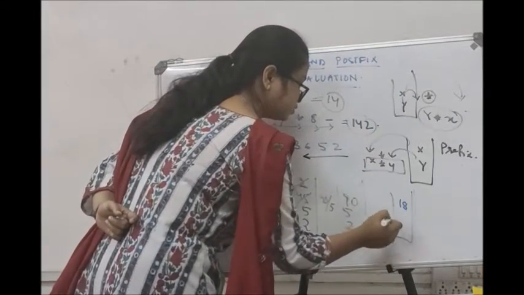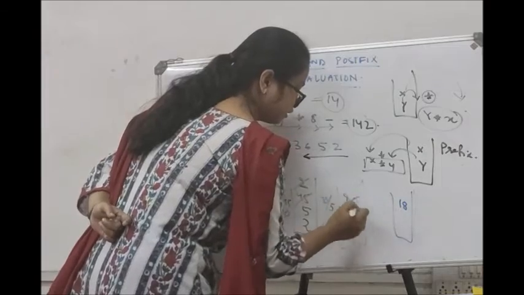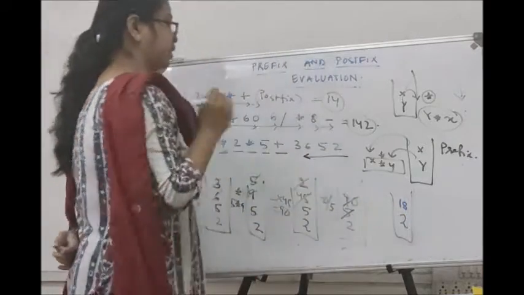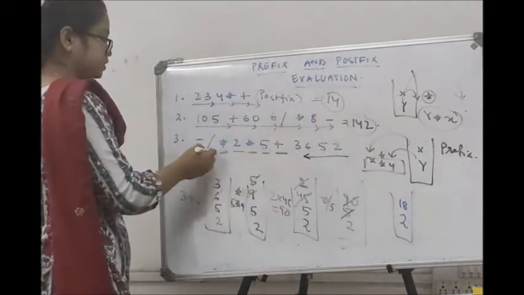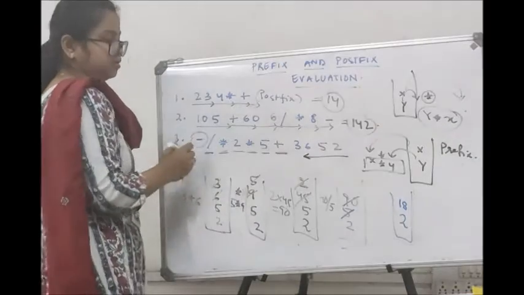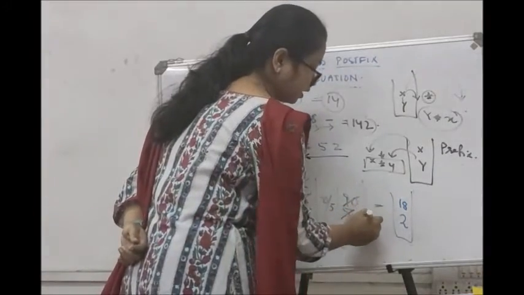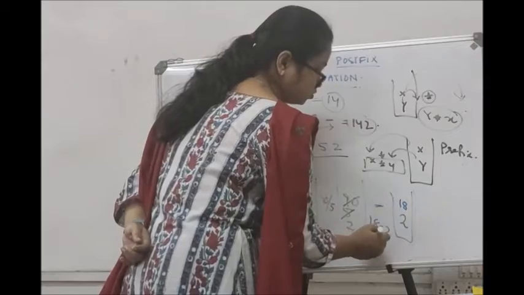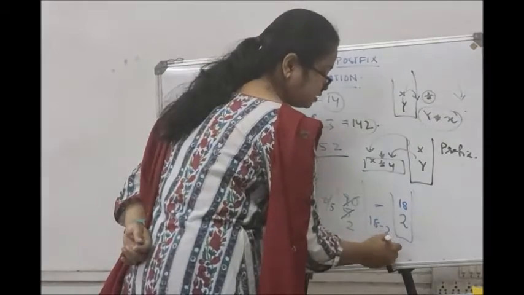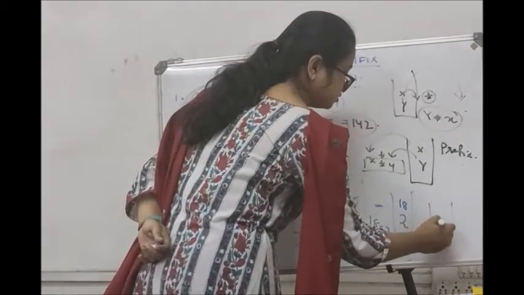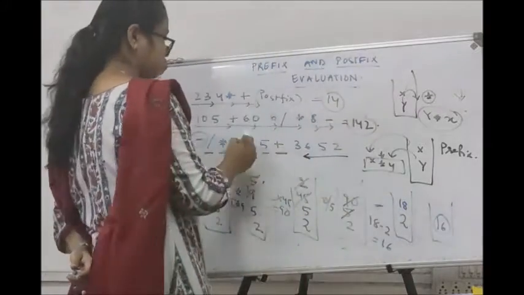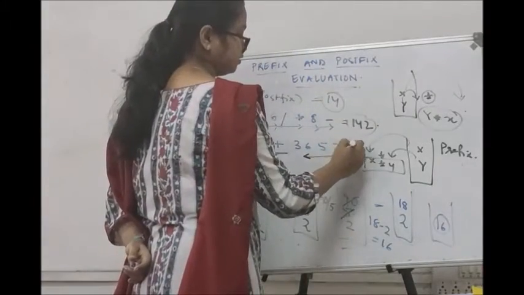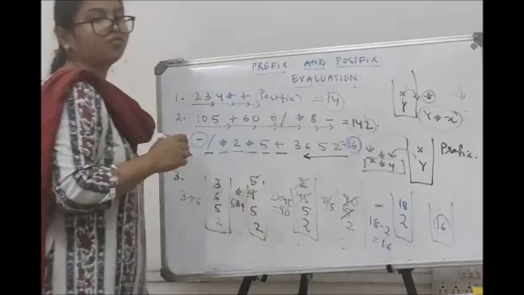So 18 is pushed into the stack. 18, 5, 2. 18 and 2 means after that we have to evaluate minus. So minus is what? 18 minus 2. So what is left? 16. So 16 is the answer. So what is the answer of this expression? 16. Okay, this is how we evaluate.